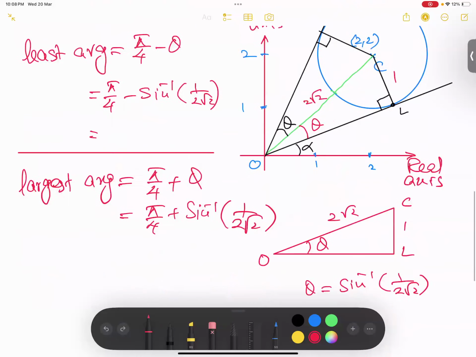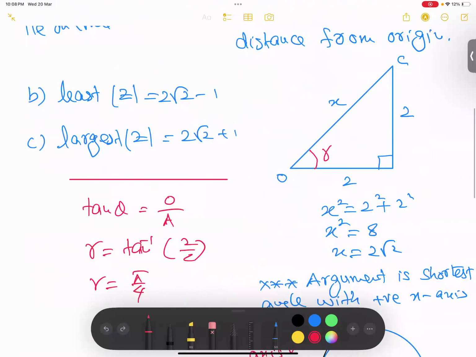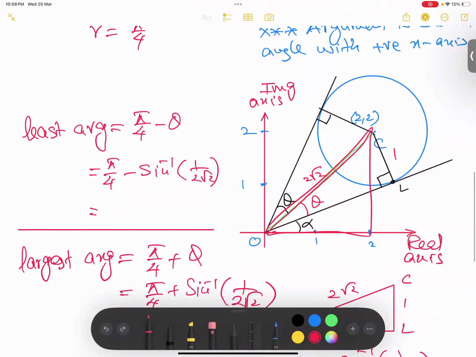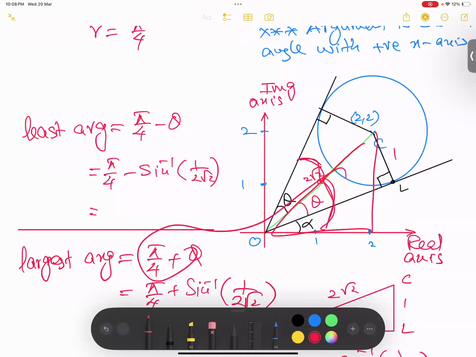And make sure we actually need two triangles: one big triangle, you can see this one, and one triangle, this one, I need. Every time I need two triangles, okay? The big triangle will give me the big angle, and from that angle subtract theta, you get alpha. And again, the big angle, this pi by 4, add theta, you get the largest argument. I believe the point is very clear.